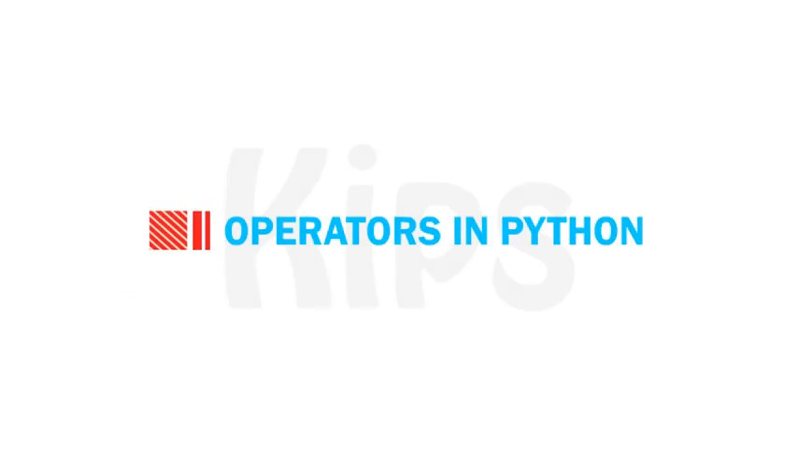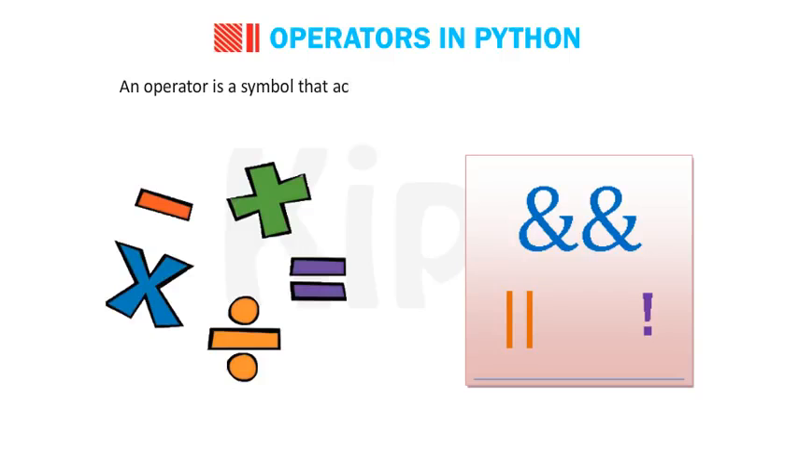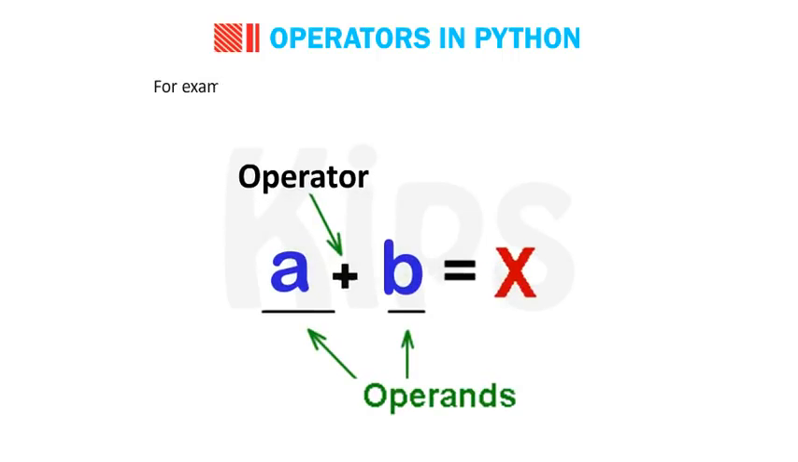Students, let us understand operators in Python. An operator is a symbol that acts on the operands and triggers some action. It means that when the operator works on the operands, some action is performed. For example, a + b. Here a and b are operands and plus is an operator.